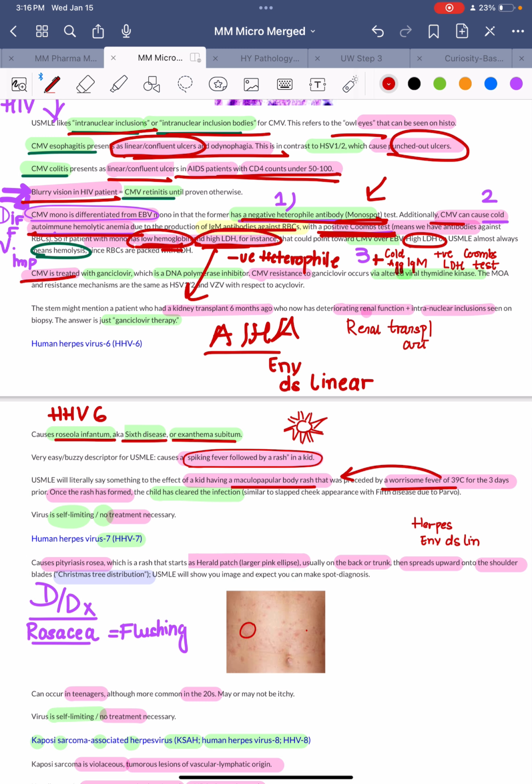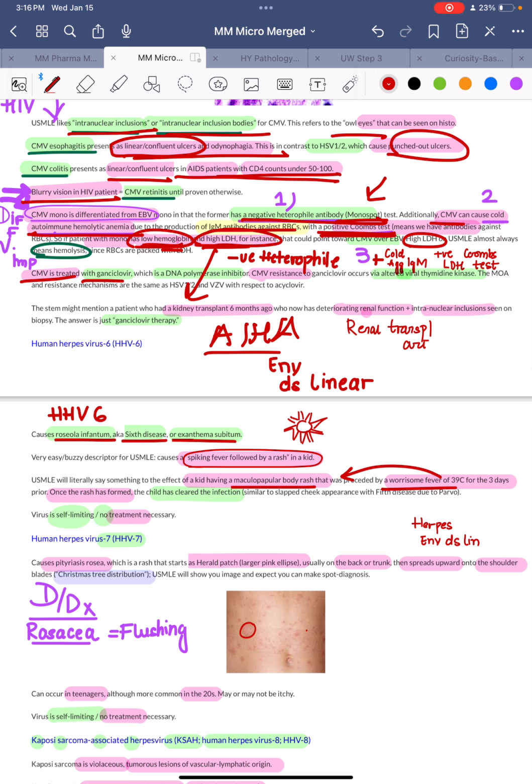Then they can ask you, okay, this is the patient, of course heterophile antibodies were negative, the hemoglobin was low, LDH was high, and Coombs test was positive, right? How are you going to treat this patient? The treatment is ganciclovir, not valacyclovir, right? Because previously for EBV we were giving valacyclovir, but EBV mono is basically not treated. Valacyclovir was for HSV 1 and 2, right?